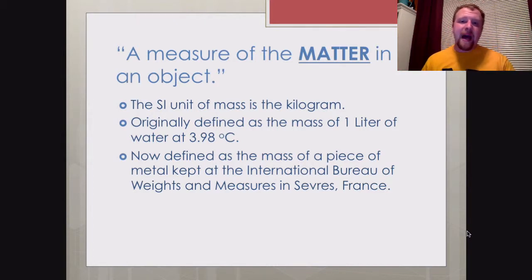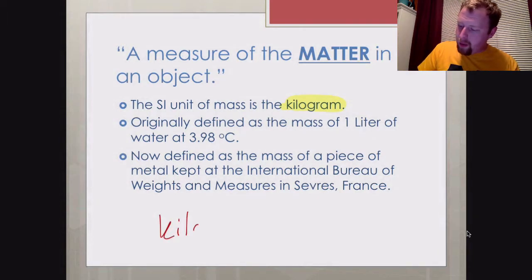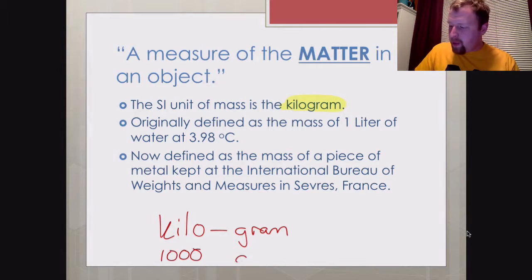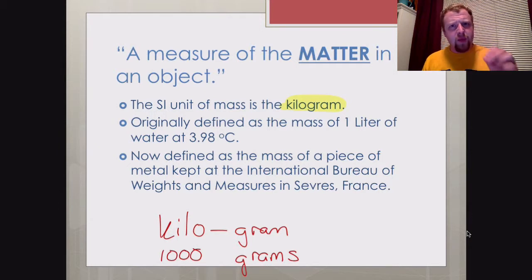So, the SI unit for mass is the kilogram. What this actually means is kilo, which means 1,000 grams, which is a unit of mass. So the kilogram actually means 1,000 grams. And that's a very, very small unit of measurement. So that's a kilogram.